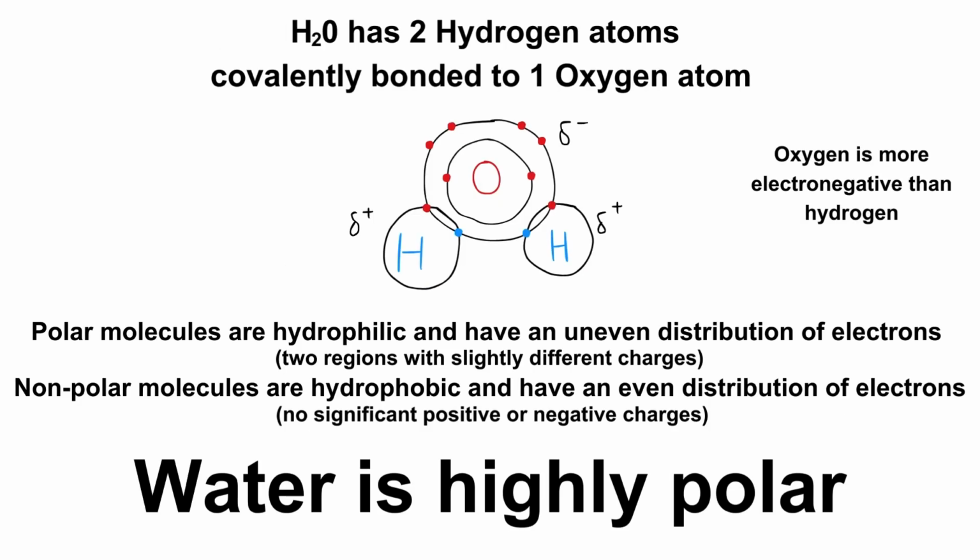Now on to dihydrogen monoxide, or water for those that never got the joke. Water has 2 hydrogen atoms covalently bonded to 1 oxygen atom. Because oxygen is more electronegative, this results in an unequal share of electrons among the molecule, making water highly polar. And polar molecules are hydrophilic, while nonpolar molecules are hydrophobic.